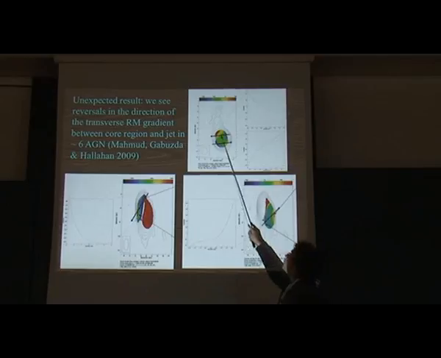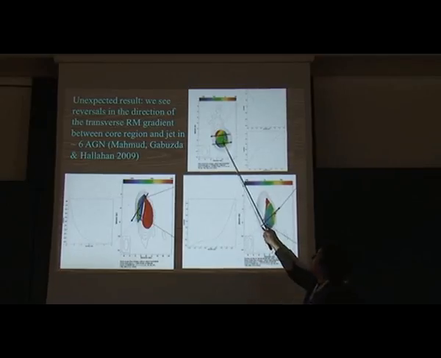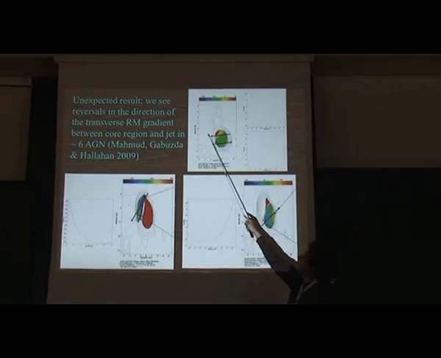The jet goes up north like this. The core would be someplace in here. Remember, the core is the optically thick base of the jet, so the base of the jet is actually way down here someplace. And you can see there's a gradient in the Faraday rotation going across like this, and then the other direction up in the jet.